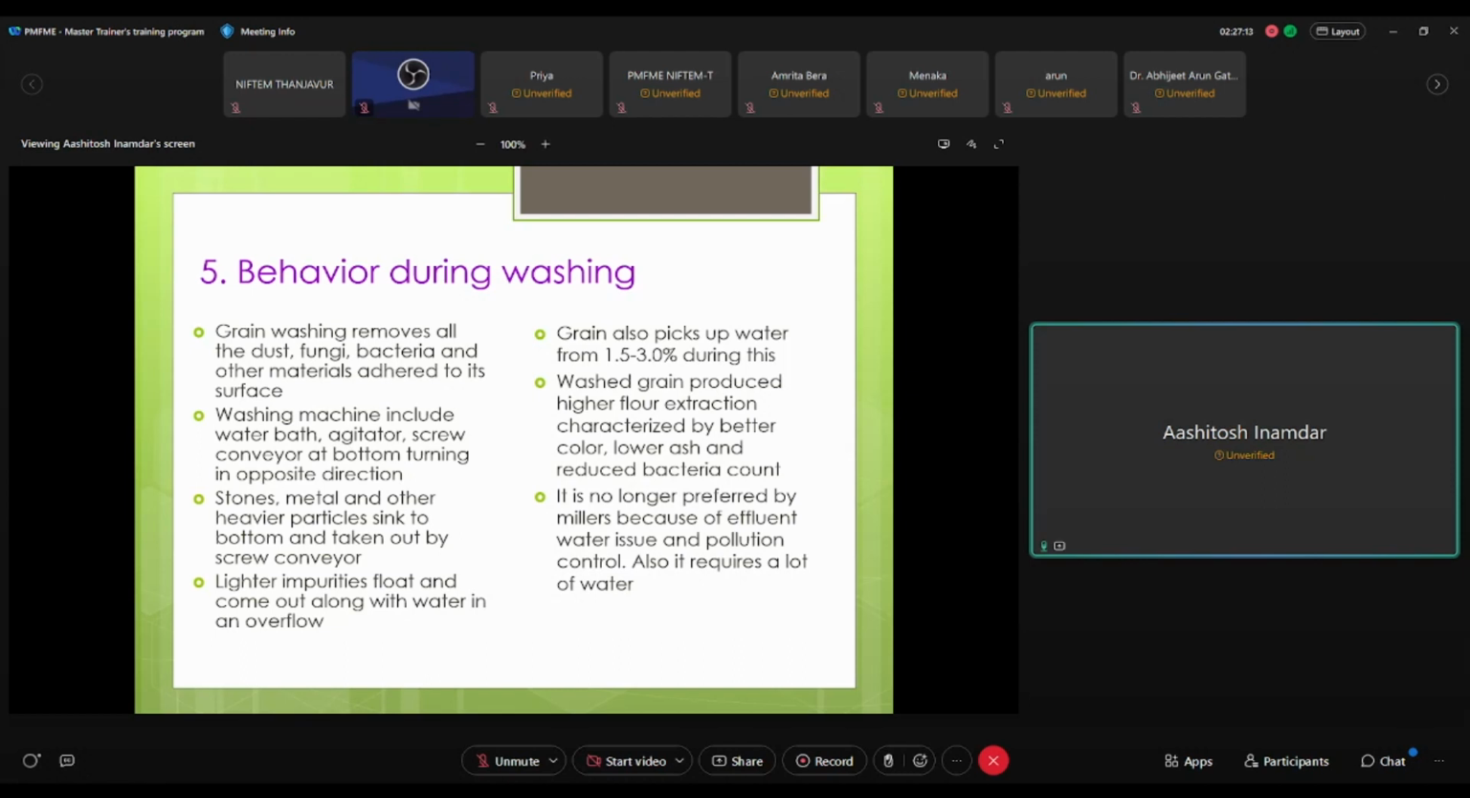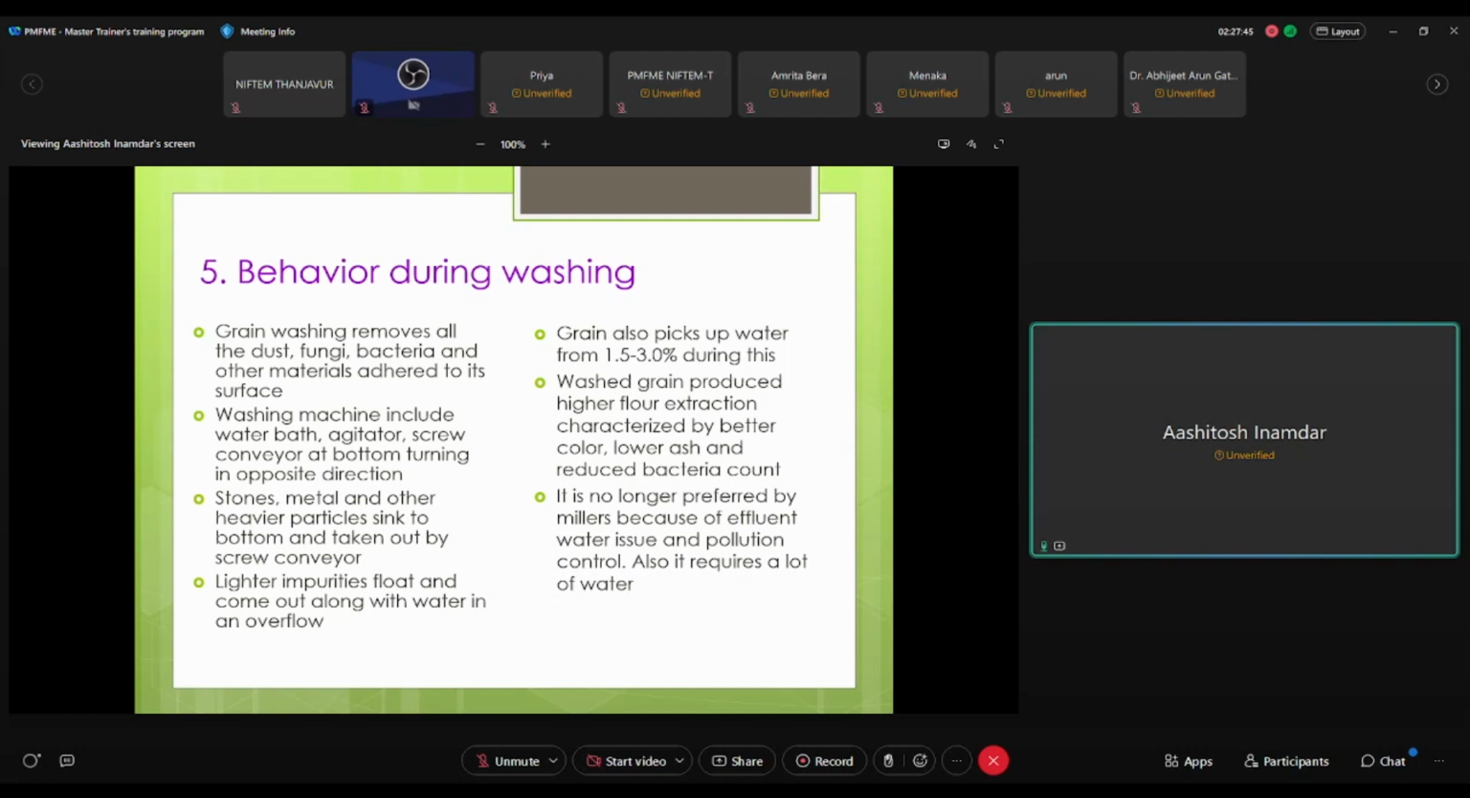Okay, what will happen to the lighter impurities? The water which is coming into that water bath will be a continuous flow. So the lighter impurities will be on the top. They are not going to sink down. So they will be overflowing along with the water. So this is the way lighter impurities are removed. But what will happen to the grains? Grains normally have a density somewhere around 1.2 to 1.4. So of course they will also be sinking down, but the pace at which they sink will be slower as compared to the stones.